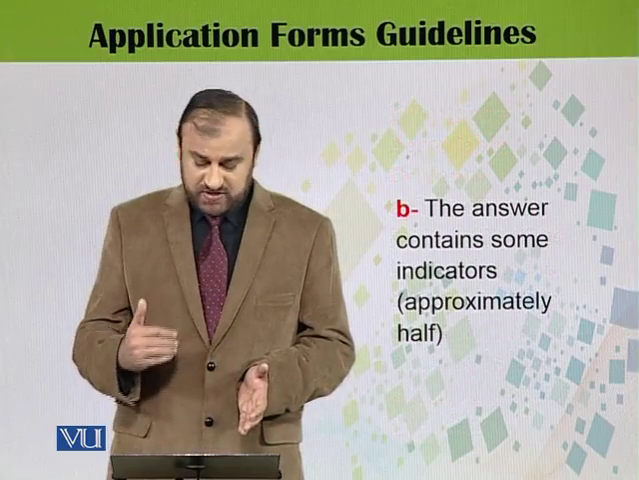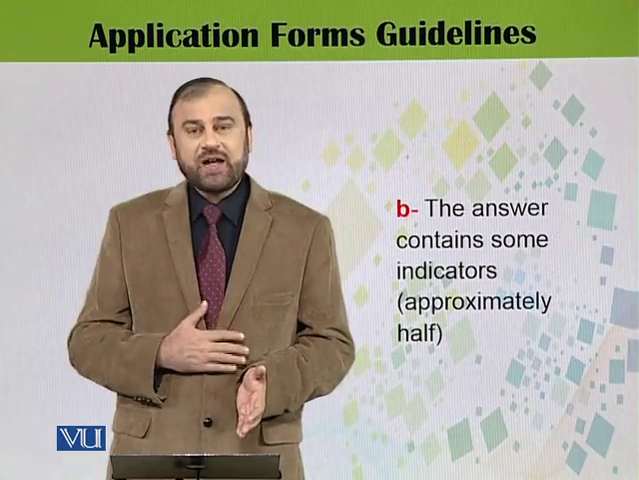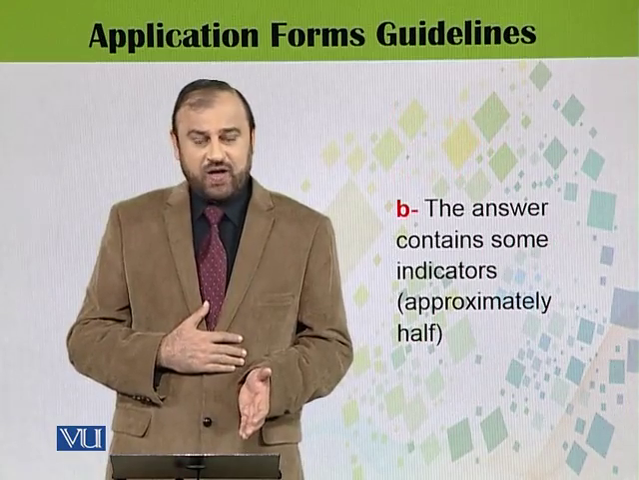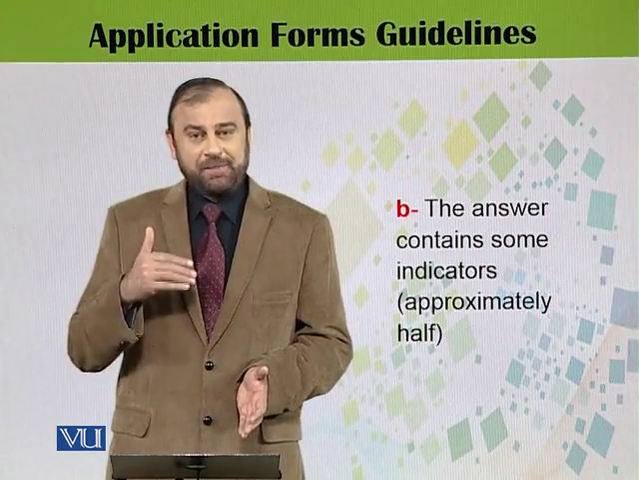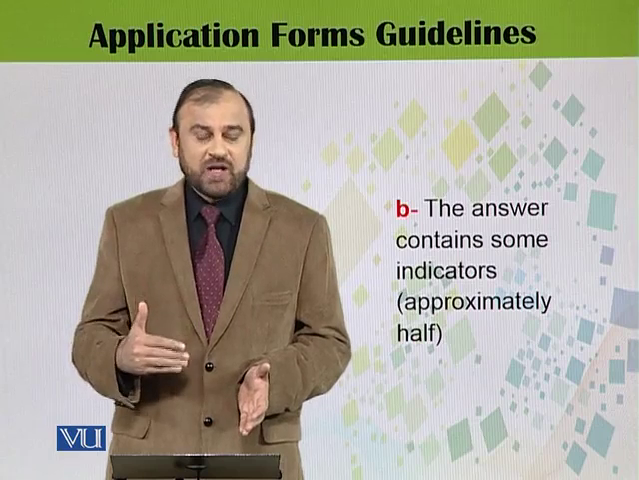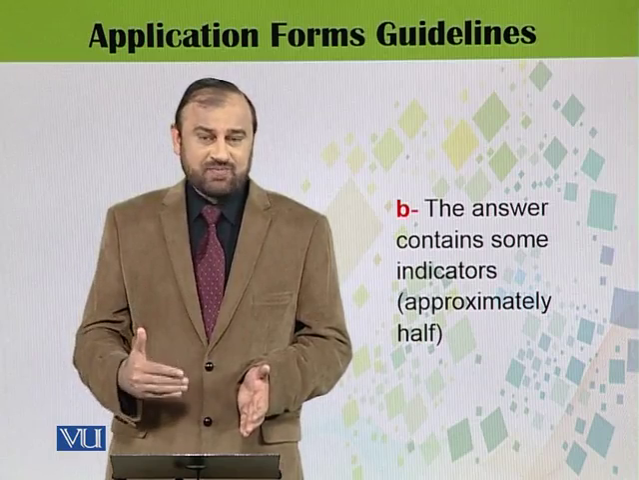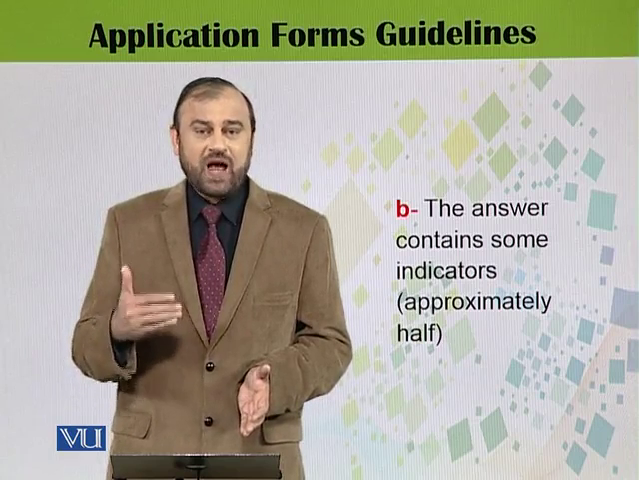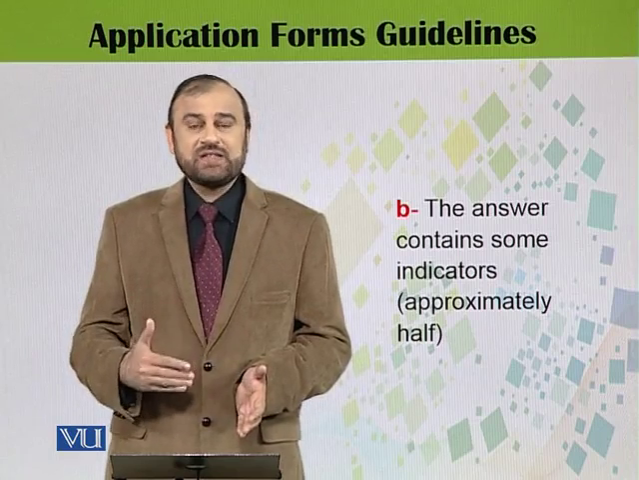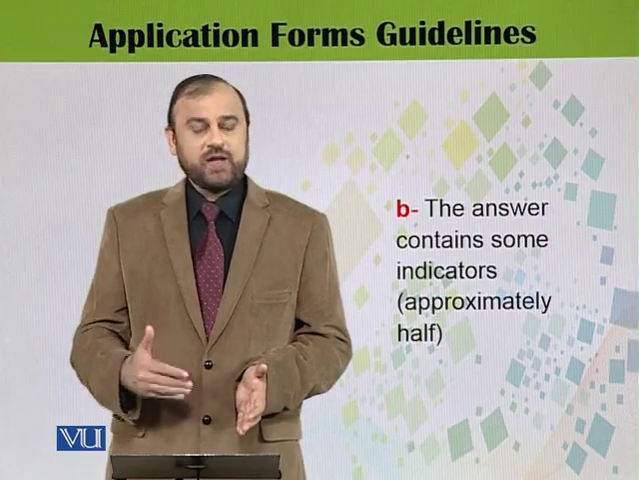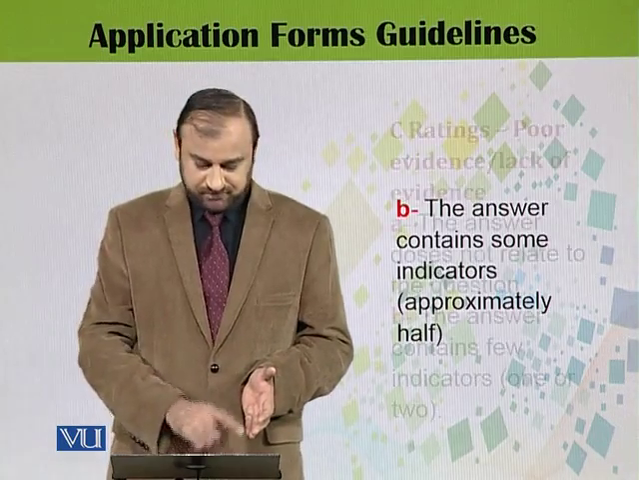And then the B point: the answer contains some indicators, approximately half. If half of the indicators are mentioned in the application form, then we can go for the B rating for the applicant. It means that acceptable evidence is given, and that evidence needs to be explored further in the interviewing process.